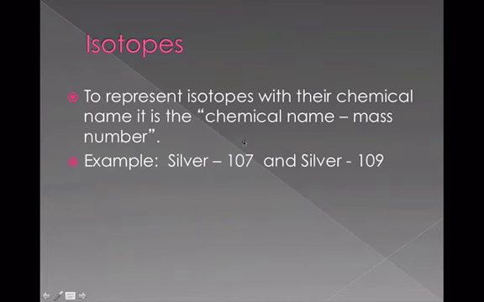Okay, next one. To represent isotopes with their chemical name, it is the chemical name, dash, mass number. For example, if I wanted to write out the name of the ones before, it'd be silver-107. This one, which had a mass number of 109, would be silver-109. So that's just the correct way that you represent an isotope when you're writing it down.